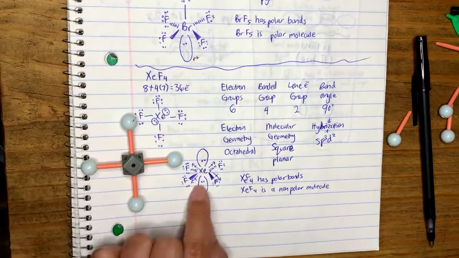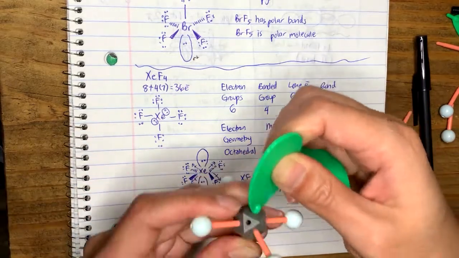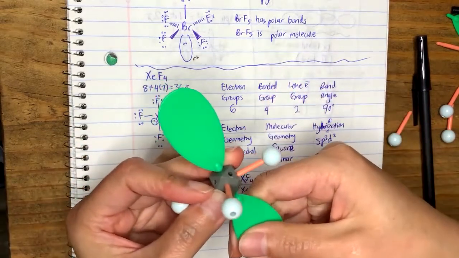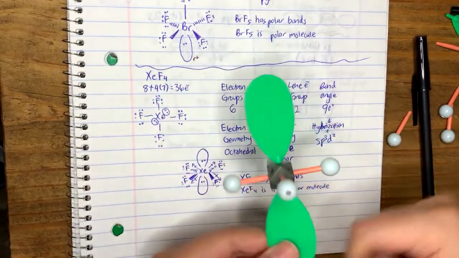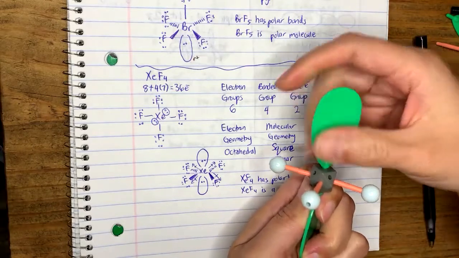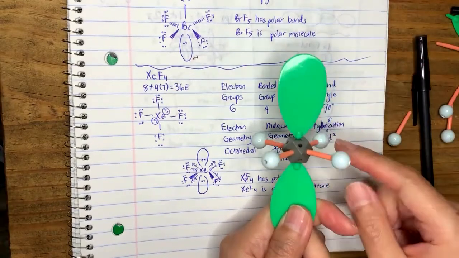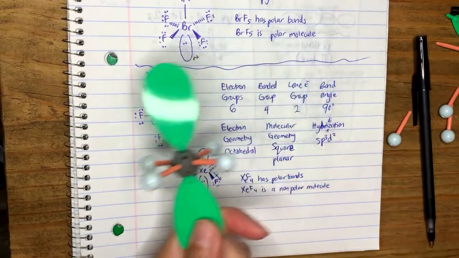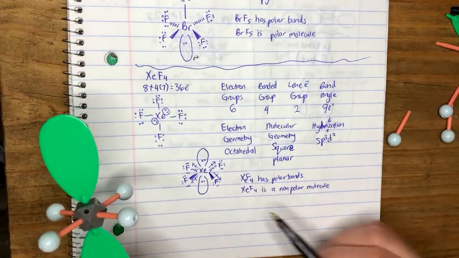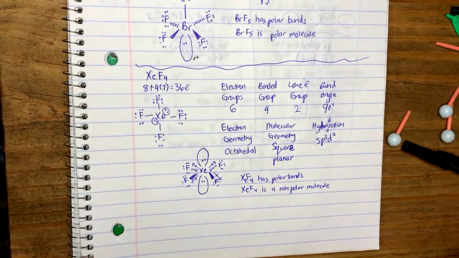Okay, so when you draw it out, if you wanted to draw like the way I have it drawn, this is what it looks like. We got this like this. Okay, and then two sticking out, two sticking back. Okay, so in this case here, the bonds are polar, but they cancel each other out. So overall, it's a non-polar molecule. So hopefully everyone understands this.